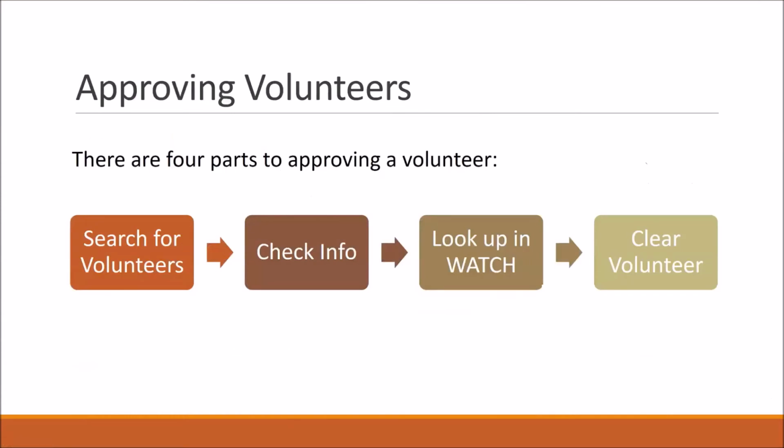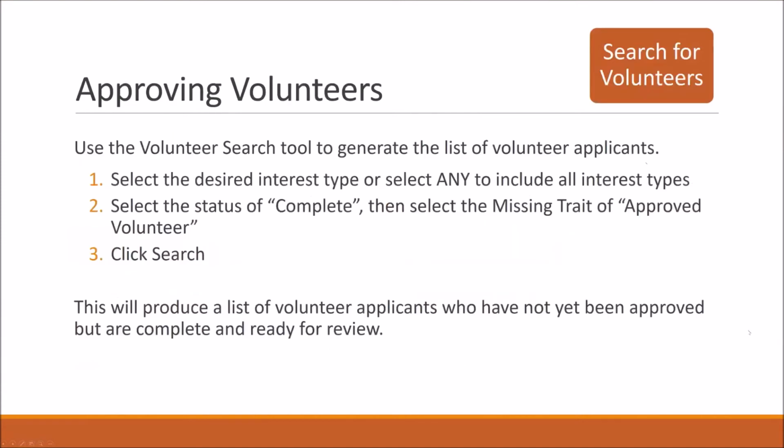I like to think of it as a 4-part process. First, we have to search for them. That's why we talked about searching just a second ago. Then we have to check their information. The third step is to do a background check. Typically in Washington, it's through Watch. And the fourth step is to clear them or not clear them within the system. So 1, 2, 3, 4. It doesn't take much time. It's actually probably one of the easiest things we do.